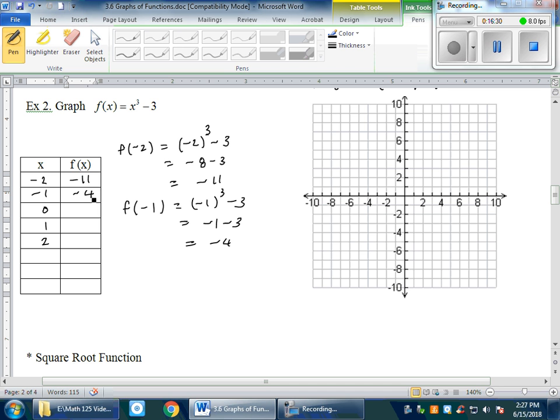If you finish evaluating the rest of the points, when x is 0, that will be -3. When x is 1, it will be -2. When x is 2, that will be 5. So let's plot these points to continue graphing this cube function. We already know the shape of the parent graph, which is like an S shape, like a parabola cut in half with one half flipped the other way around. So when x is 0, it will be -3, which is right here, (0, -3). When x is 1, it will be -2. When x is 2, it will be 5.